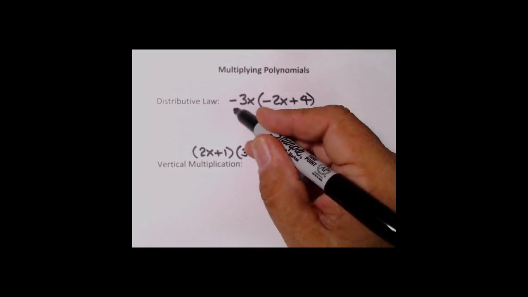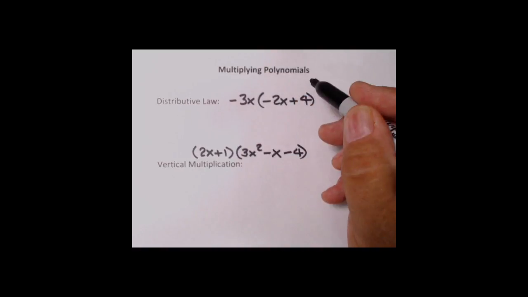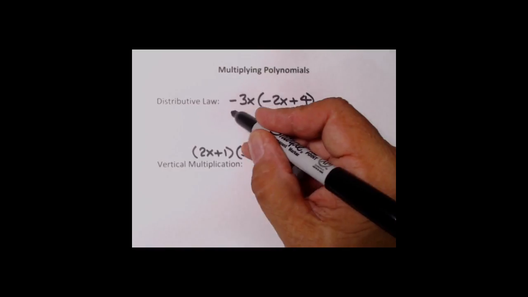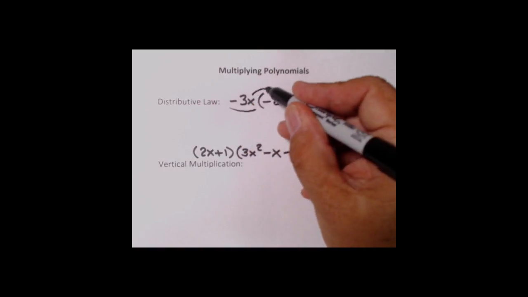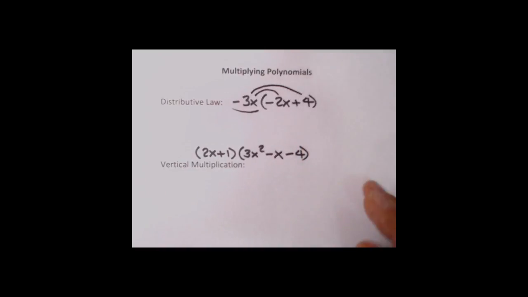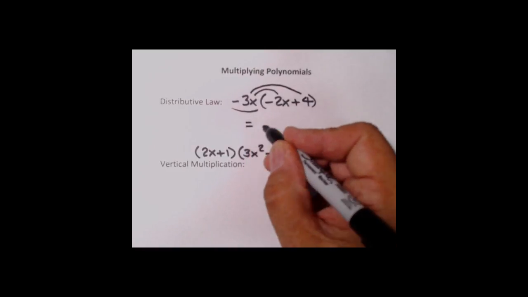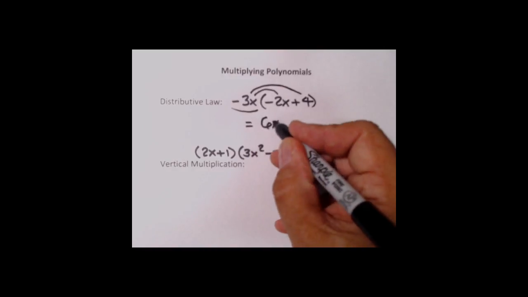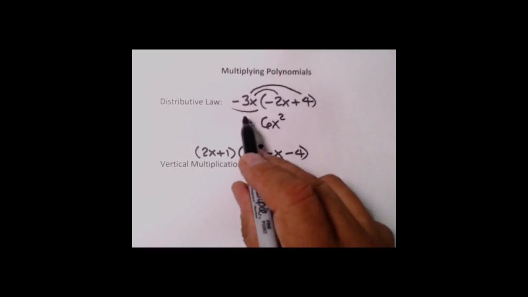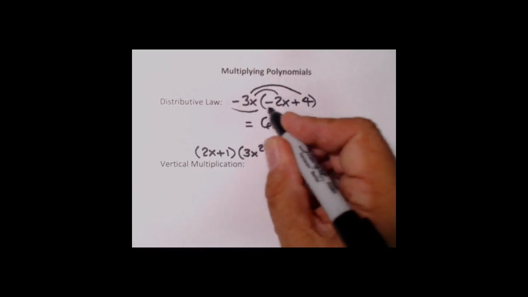If you're multiplying by a single term into one or more terms, then you can use our old friend the distributive law. So whatever's out in front here, the minus 3x, that monomial, just distribute it into both of the terms inside. Negative 3 times negative 2 equals positive 6, and then x times x is x squared. Here's our first term. Then negative 3 times plus 4 is negative 12, and we have a single x.